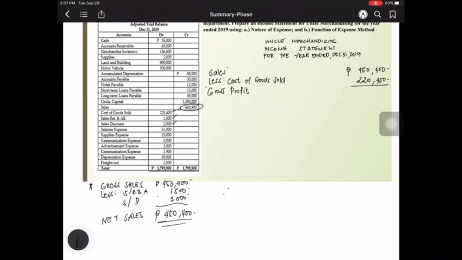When you say gross profit, it is really the amount of the markup that the business earned from selling that particular product. So in this case, the markup or the gross profit amounted to how much? 450,400 minus 220,400. So we should get a gross profit amounting now to 230,000 pesos. Okay, since this is a nature of expense, all we have to do is to deduct the expenses by itemizing them. So we just have to itemize the very same expenses that are reflected in our books here.